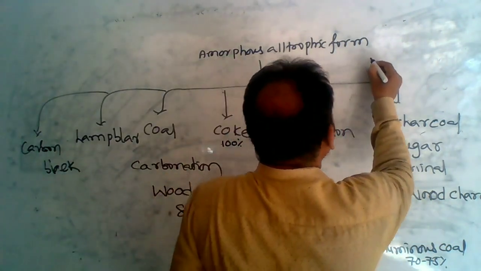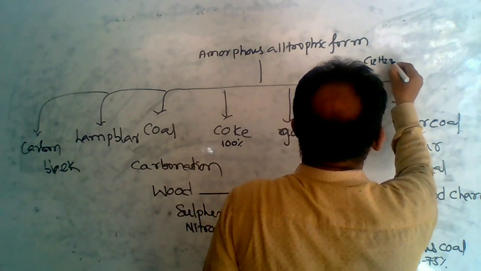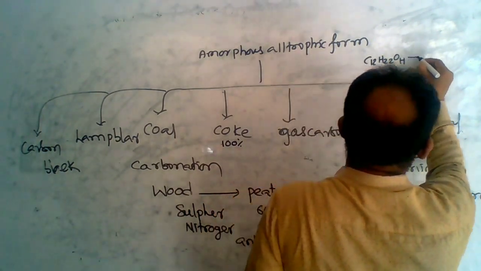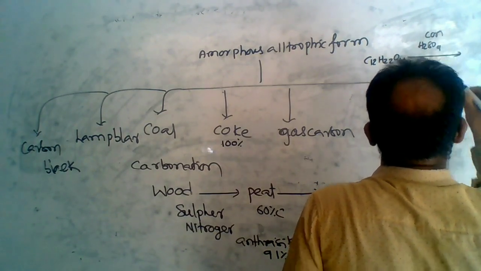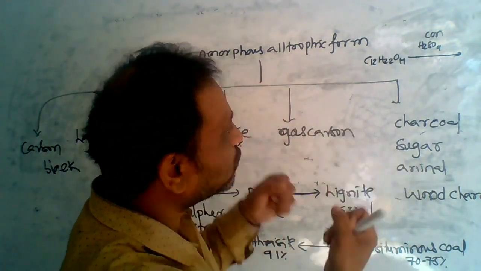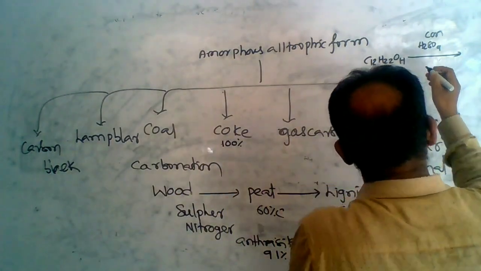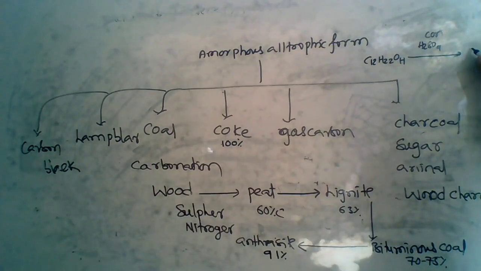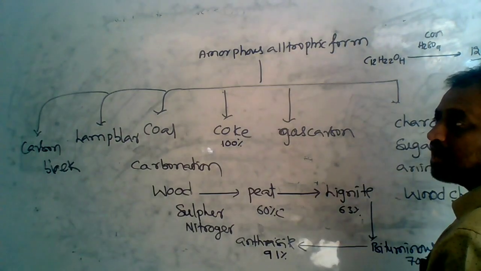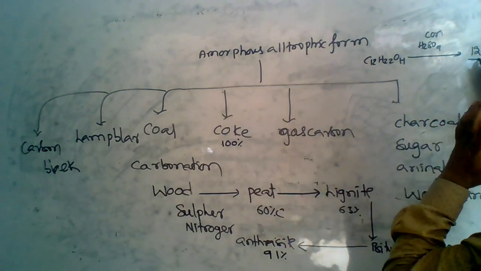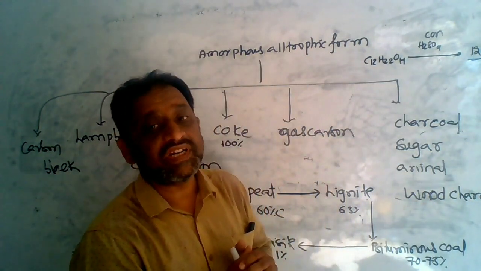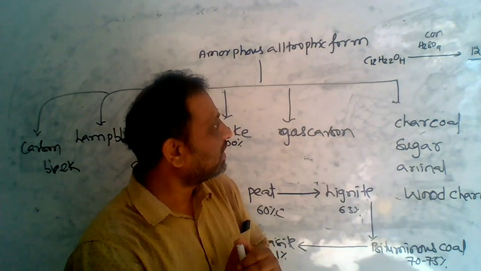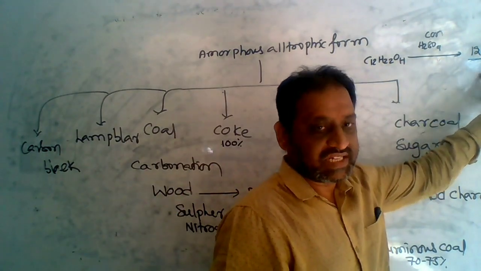Sugar charcoal: sugar is C12H22O11. When sugar is treated with concentrated sulfuric acid, a dehydrating agent, it removes water, it absorbs water. By the removal of water, we get a carbon residue. That carbon residue, after the removal of water, is called sugar charcoal. Sugar charcoal is the activated charcoal, the best charcoal.